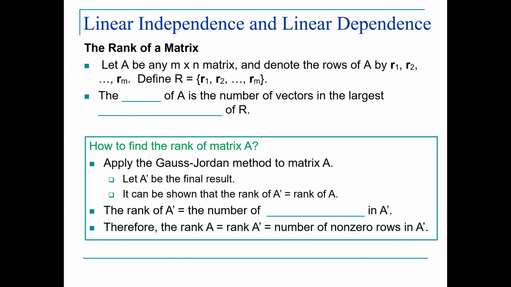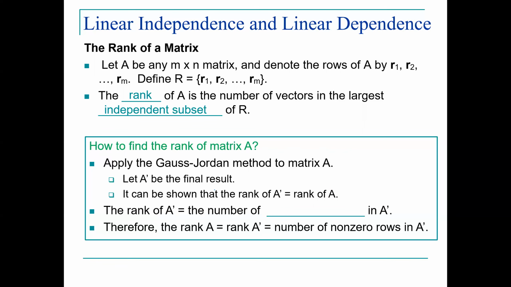The rank of a matrix is an important concept also in terms of linear independence and linear dependence. Let A matrix be any m times n matrix and denote the rows of A by R1, R2, Rm. So we can define also R as a set of vectors R1, R2, up to Rm. The rank of A, which is a matrix, is the number of vectors in the largest independent subset of R.